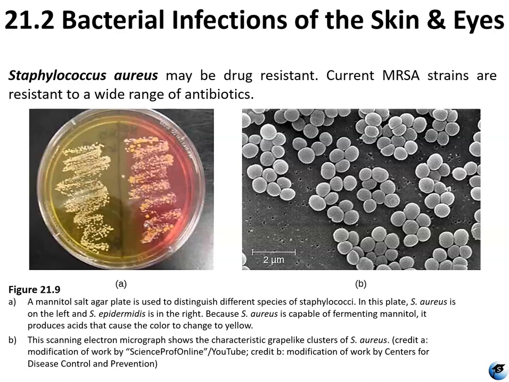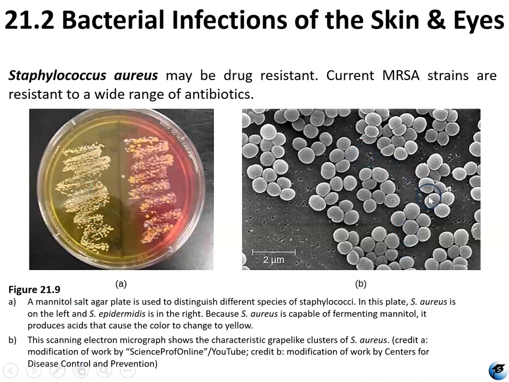One way to detect the presence of Staphylococcus aureus is to culture it from a swab taken from a patient on a mannitol salt agar plate. Mannitol salt agar can be used to distinguish your Staph aureus from other species of Staphylococcus, because Staph aureus is going to ferment the mannitol in the media, and that turns the media from this reddish color to a yellow color.